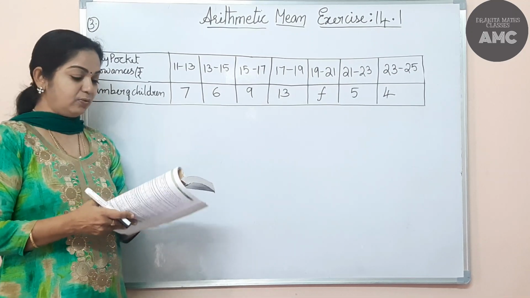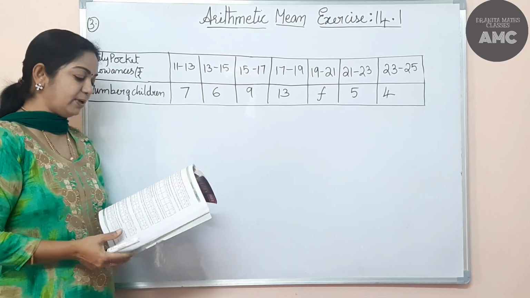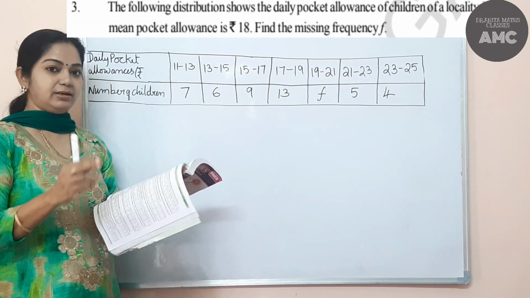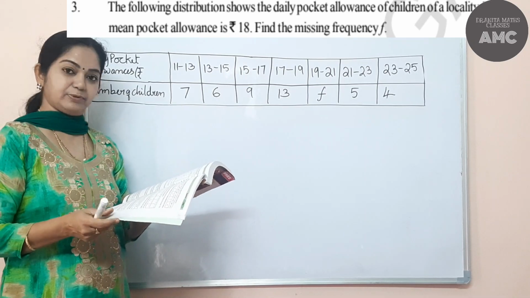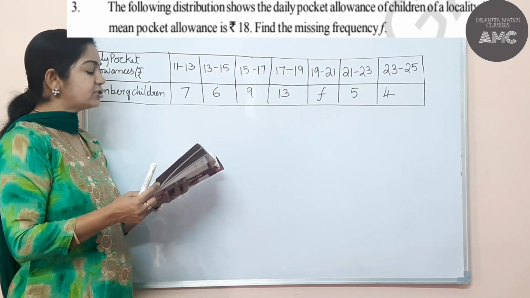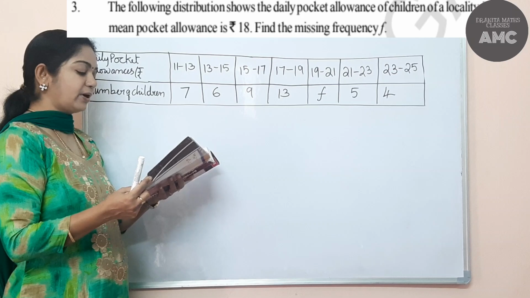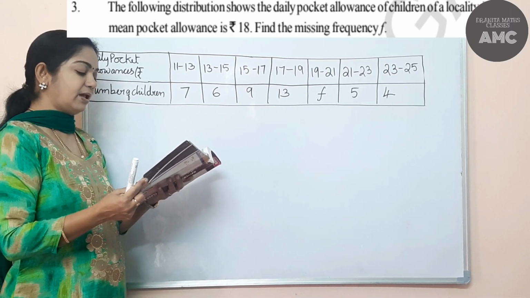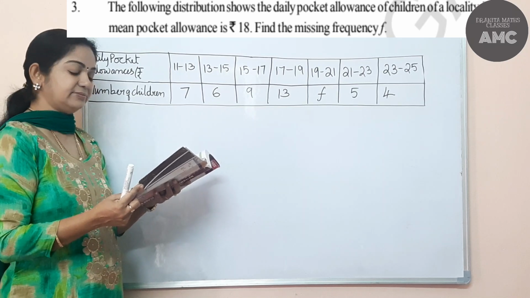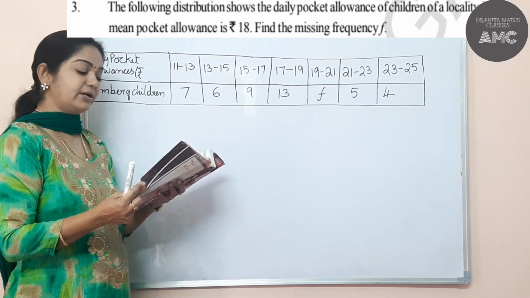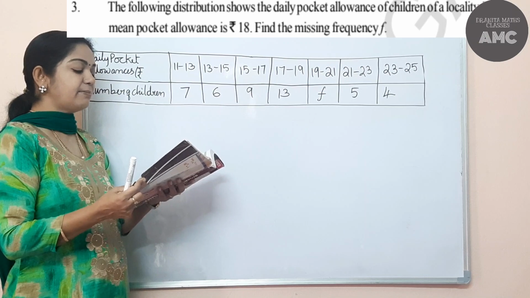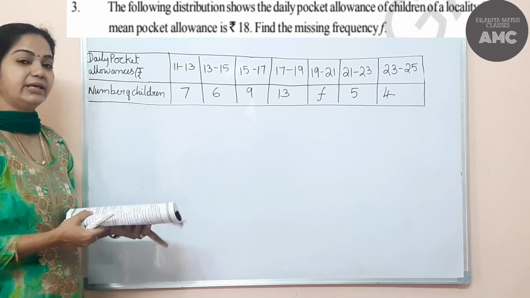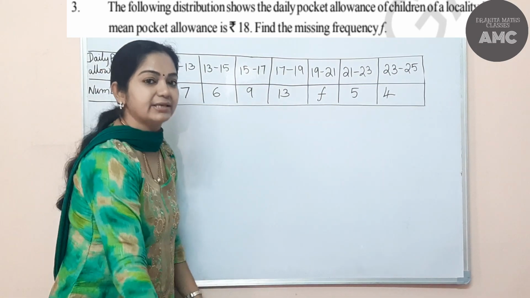Now we will be doing the third problem here. I'll read out the third problem. There is a slight variation there. The following distribution shows the daily pocket allowance of children of a locality. The mean pocket allowance is rupees 18. So that means the mean is already given here. Find the missing frequency. We have to find the frequency, with the arithmetic mean already given as rupees 18.